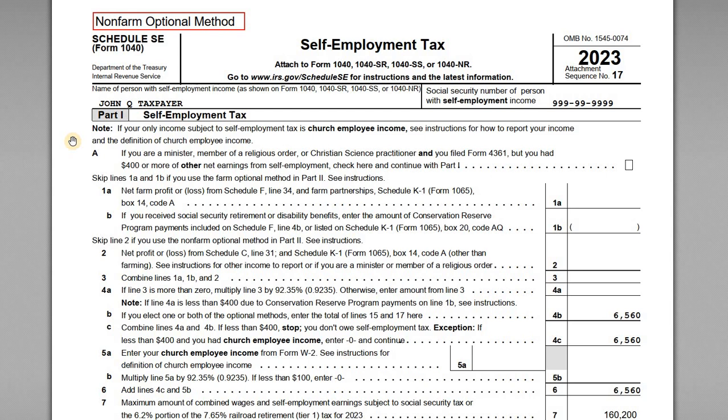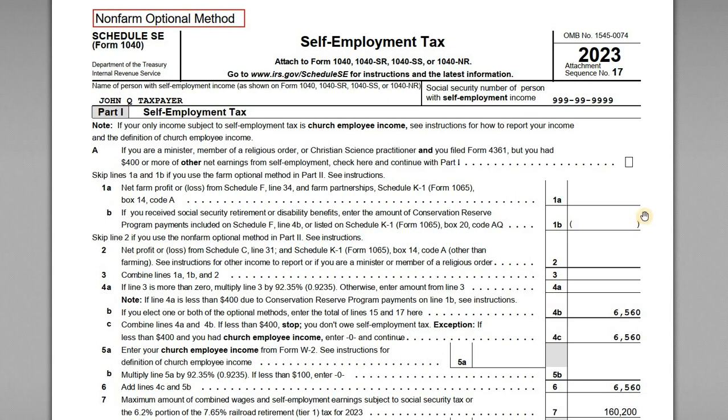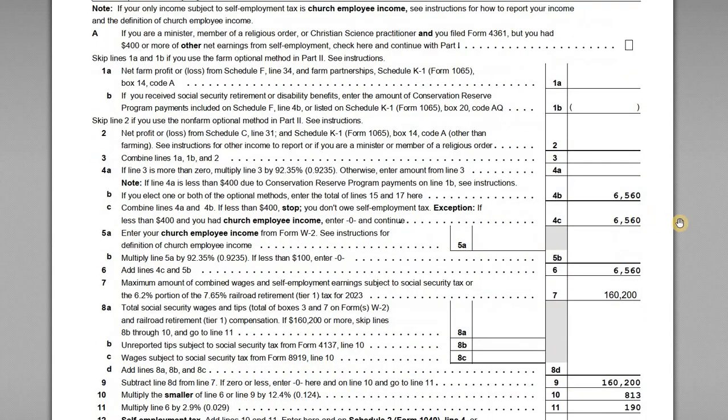And then now that you have some earned income, or the earned income amount is different, how does that impact things like the earned income credit or the additional child tax credit? So we'll look at the Schedule SE here for the self-employment tax. Now, lines 1A through 4A we can skip because they don't apply to us.